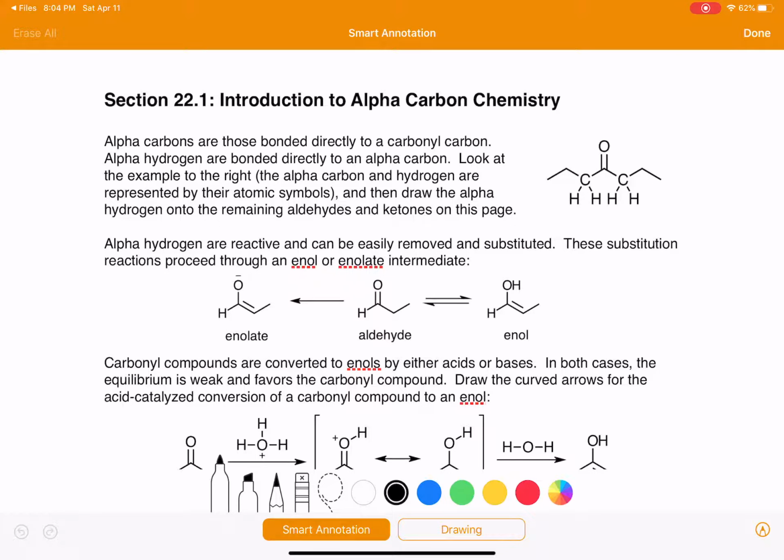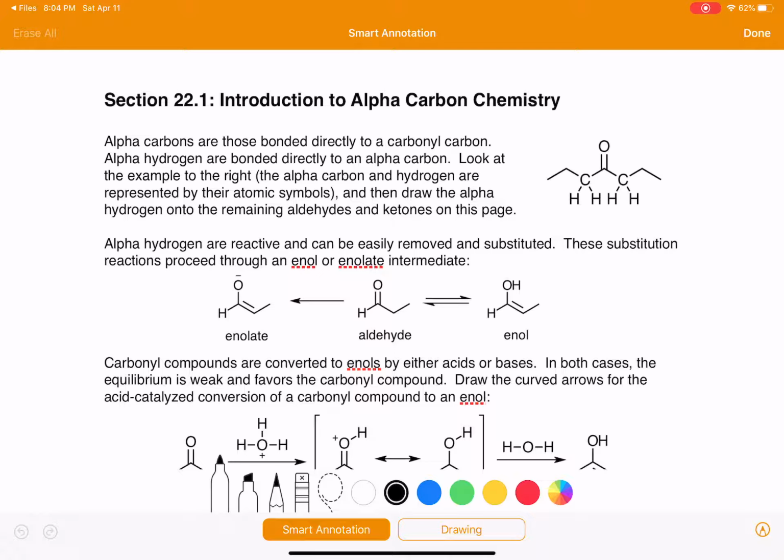Guys, we only have 2 more chapters left. Chapter 22, which is definitely one of my favorite chapters, full of some of my favorite reactions. So I'm really sad that we are not going to be doing this one together in person. 22 is on alpha carbon chemistry.